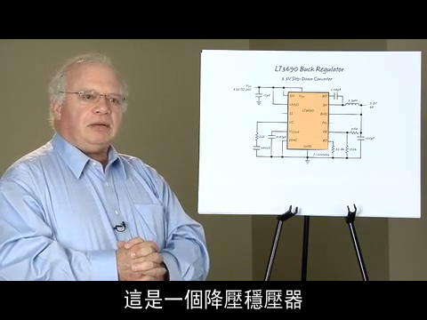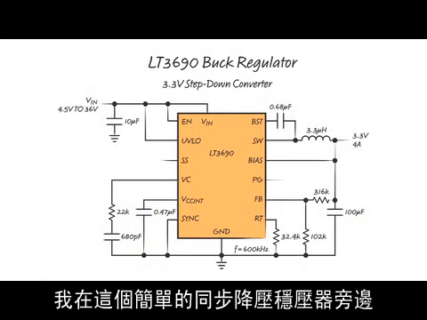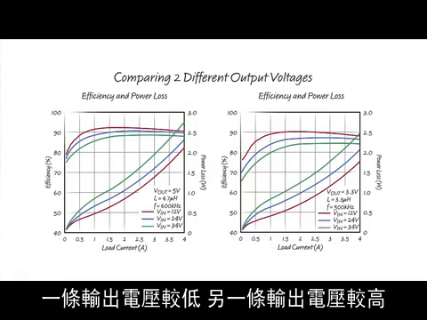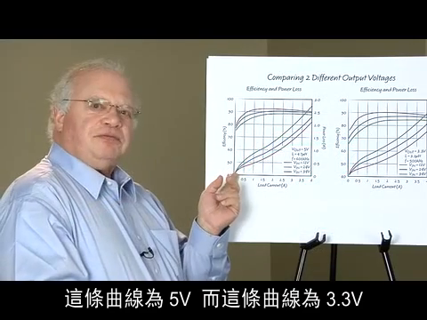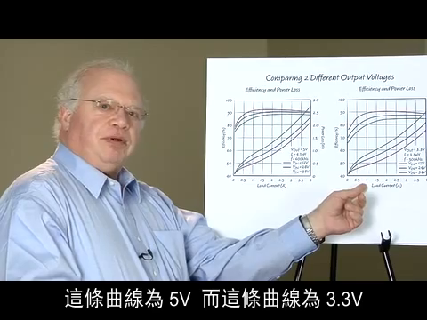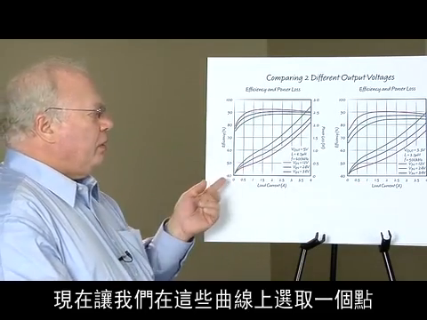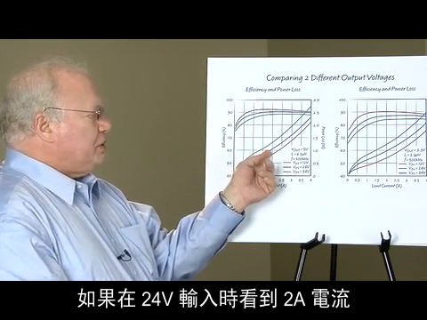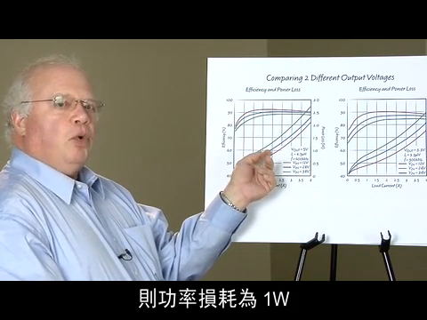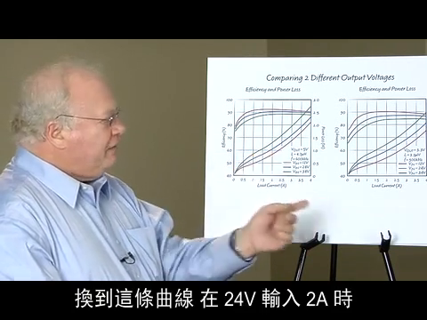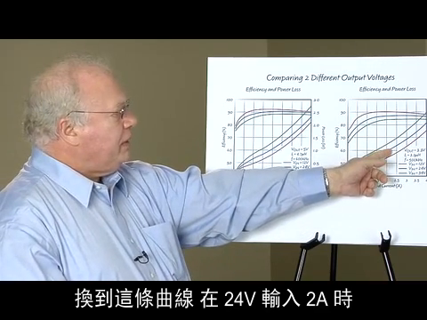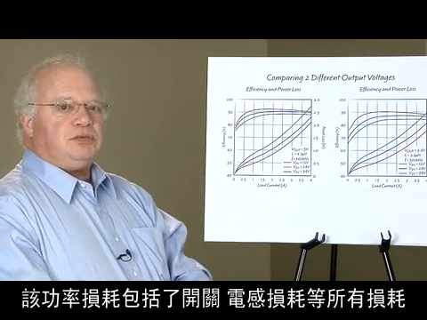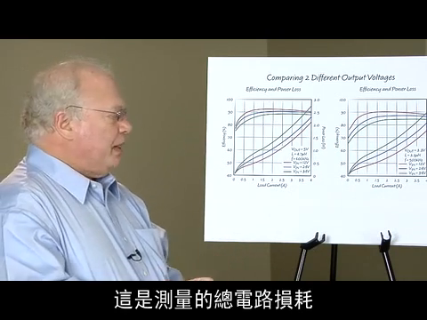This is a buck regulator, and I've got two curves on this straightforward synchronous buck regulator. One is at a lower output voltage, one is at a higher output voltage. This curve is for 5 volts. This curve is for 3.3 volts. Now let's pick a point on these curves. This is the efficiency here. This is the power loss. If I look at 2 amps at a 24 volt input, I have 1 watt of power loss. If I go over to this circuit at 24 volts input and 2 amps, I also have 1 watt of power loss. And this power loss includes switching, inductor losses, everything. It's the total circuit being measured.